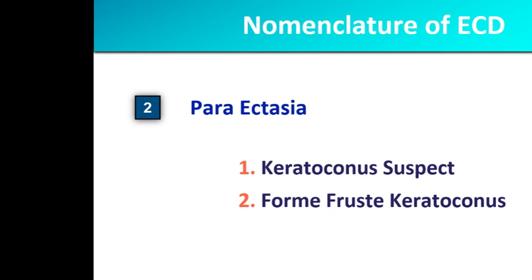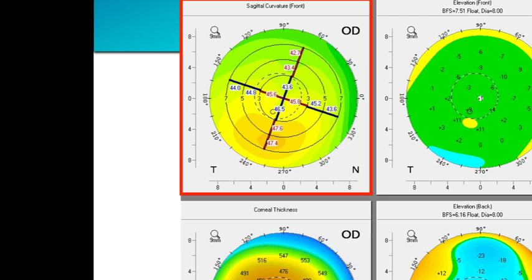We come to the para-ectasia, keratoconus suspect and form frost keratoconus. What are they? Look at this. We find this abnormal anterior sagittal band. Why it's abnormal? Difference in K reading between this point and this point, more than 1.5. This is 43.4 and this is 47.6. So more than 4 diopters difference. Okay, so this is abnormal.